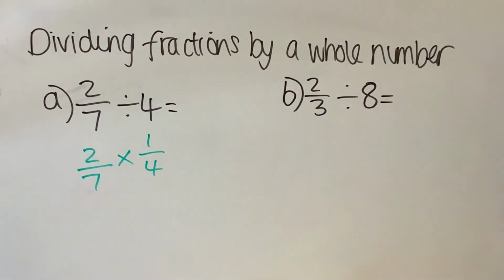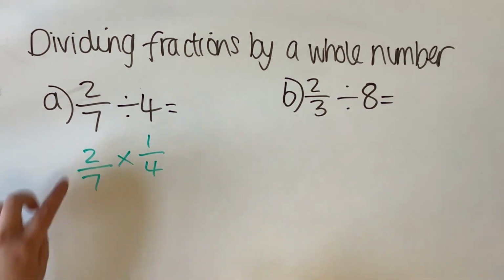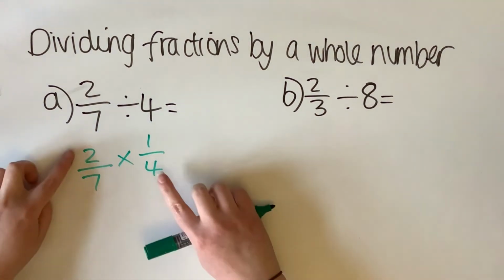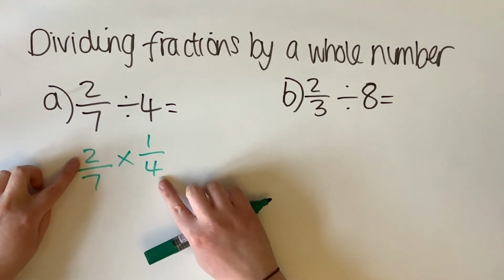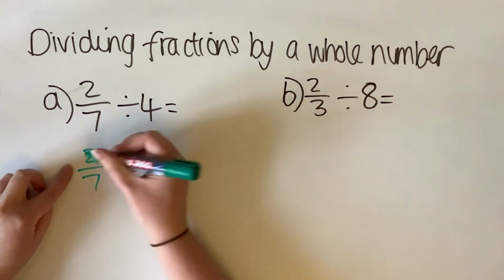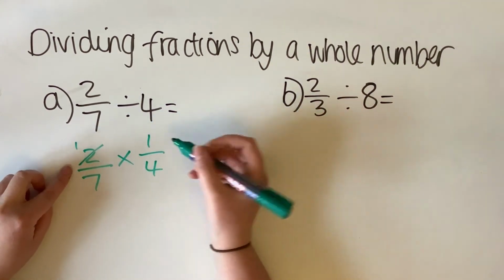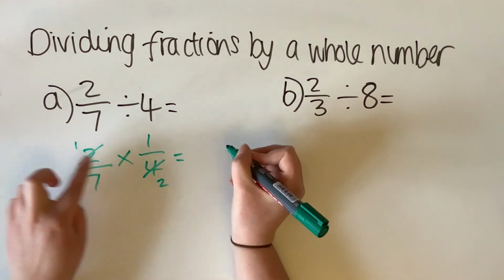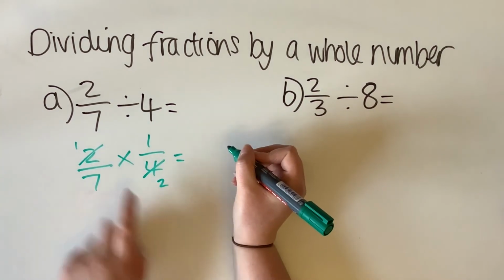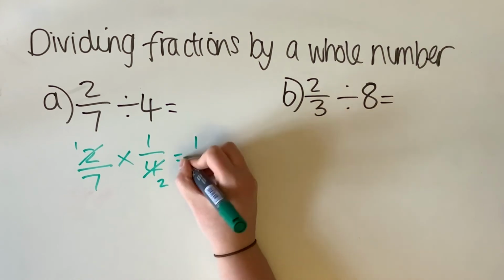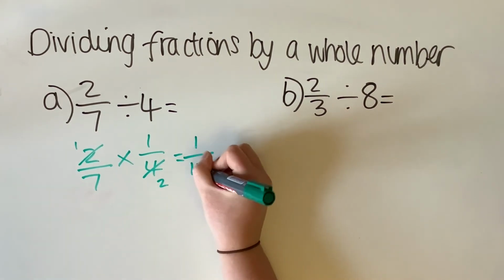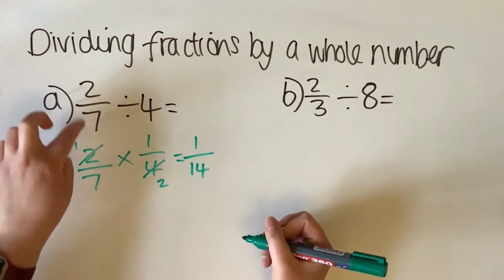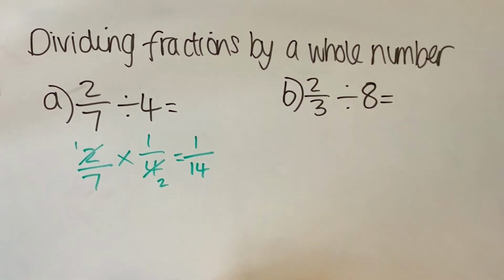Once again, just like with multiplying fractions, first thing I do is look for that cancellation. Can I cancel any of the numbers out? Yes, I can cancel these down, because I can divide them both by 2. 2 divided by 2 is 1, and 4 divided by 2 is 2. And then simply I just then multiply across. 1 times 1 is 1, 7 times 2 is 14. So the answer to 2/7 divided by 4 is 1/14.